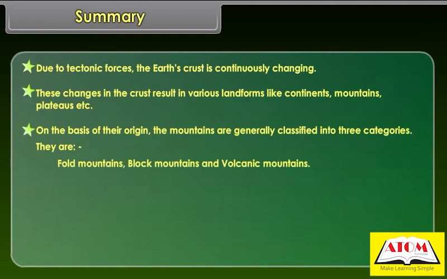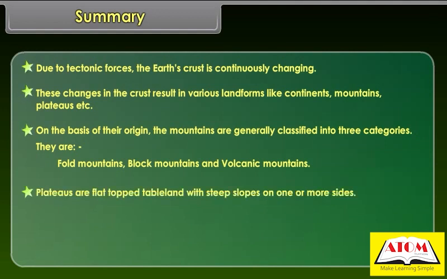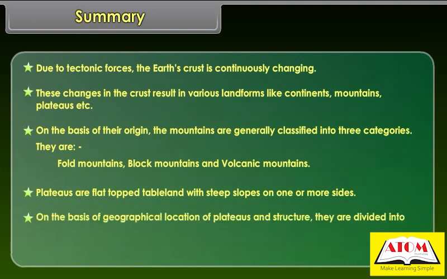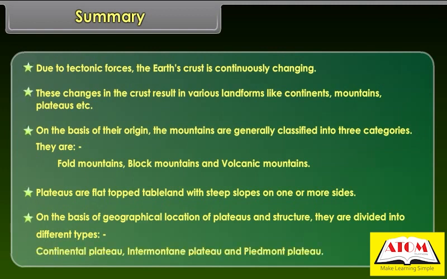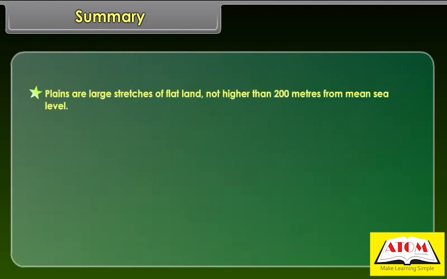Plateaus are flat-topped tableland with steep slopes on one or more sides. On the basis of geographical location of plateaus and structure, they are divided into different types: continental plateau, intermontane plateau, and Piedmont plateau. Plains are large stretches of flat land, not higher than 200 meters from mean sea level.